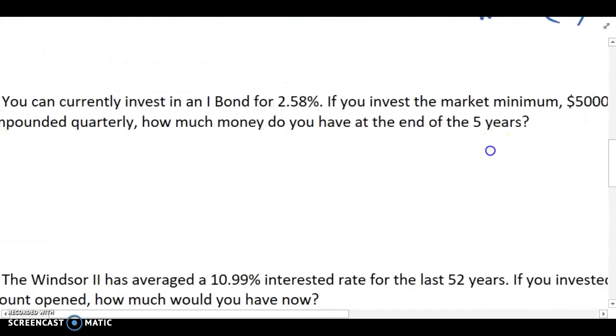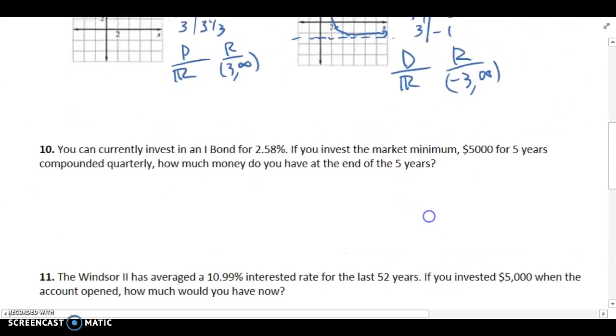All right, number 10. So this is actually a real life situation. I actually looked this up online. You can actually invest in I-bonds right now at that rate. So if you invest $5,000 for 5 years, compounded quarterly, how much money do you have at the end of the 5 years? So the formula we're going to use is this one that we talked about in class.